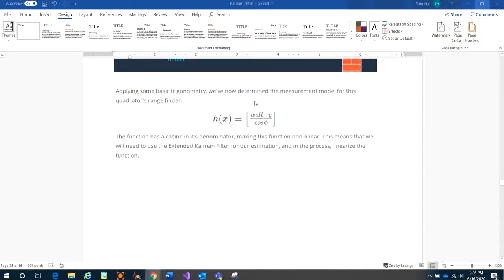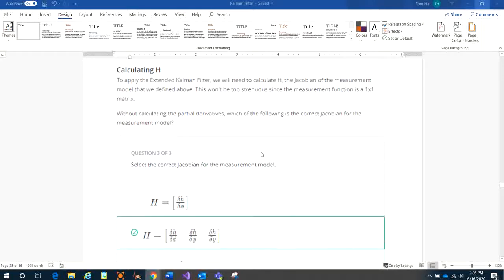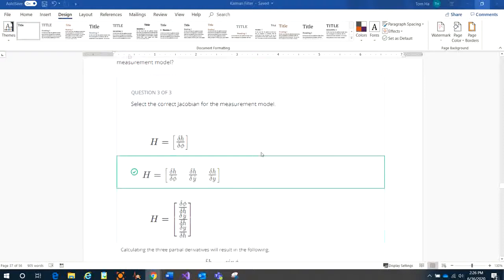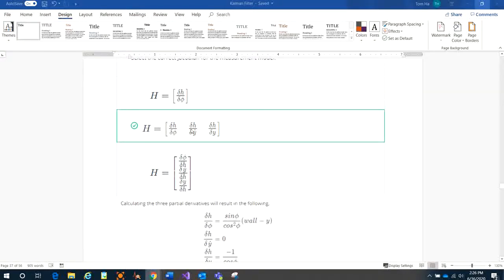So what do you think about this function? Is this a linear function or not? This is a nonlinear function, right? So we have to use the extended Kalman filter for our estimation. In this process, we linearize the function. So how to do that? You already know we use the Jacobian to get the measurement model, right? So with the Jacobian, we have to take the partial derivative for each state variable right here. In this problem it is the angle phi, the angular velocity, and the height, right?